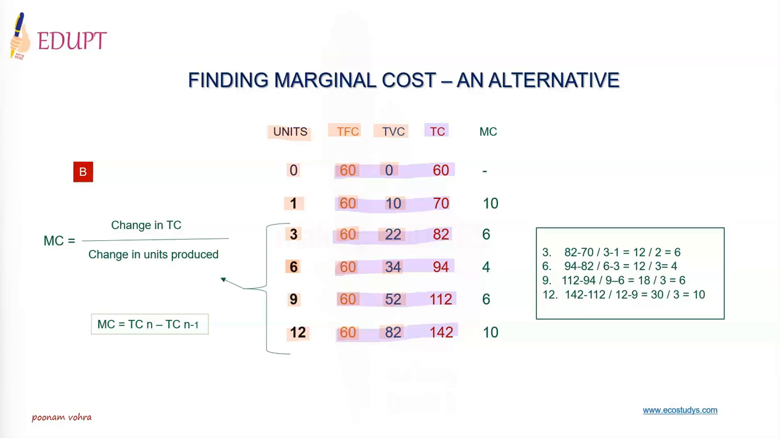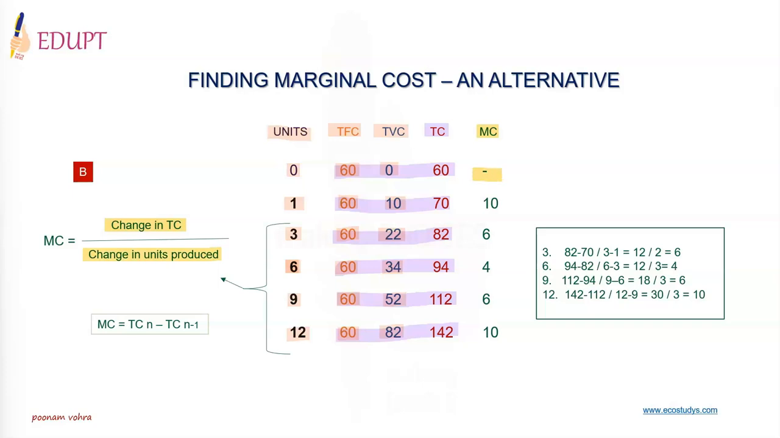Now one has to find marginal cost. Now in this information, one cannot apply total cost of n units minus total cost of n minus 1 units, because it will not give the correct value of marginal cost. In this case, one has to apply this formula, that is change in total cost divided by change in units produced. For 0 units it is not defined.